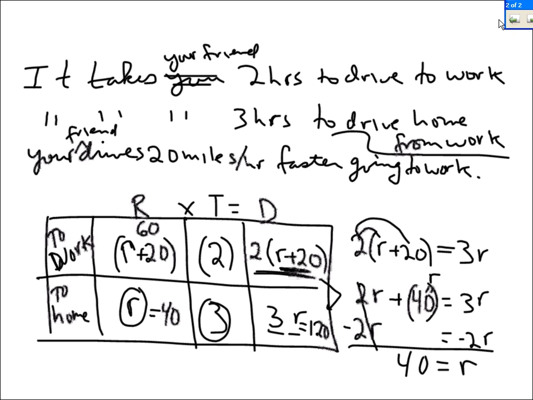40 plus 20 is 60. 2 times 60, what do you know? 120. Both cases, she drives 120 miles. And it should be the same distance. They're taking the same route to and from work. She's taking the same route to and from work. Same route, same distance. I mean, come on.